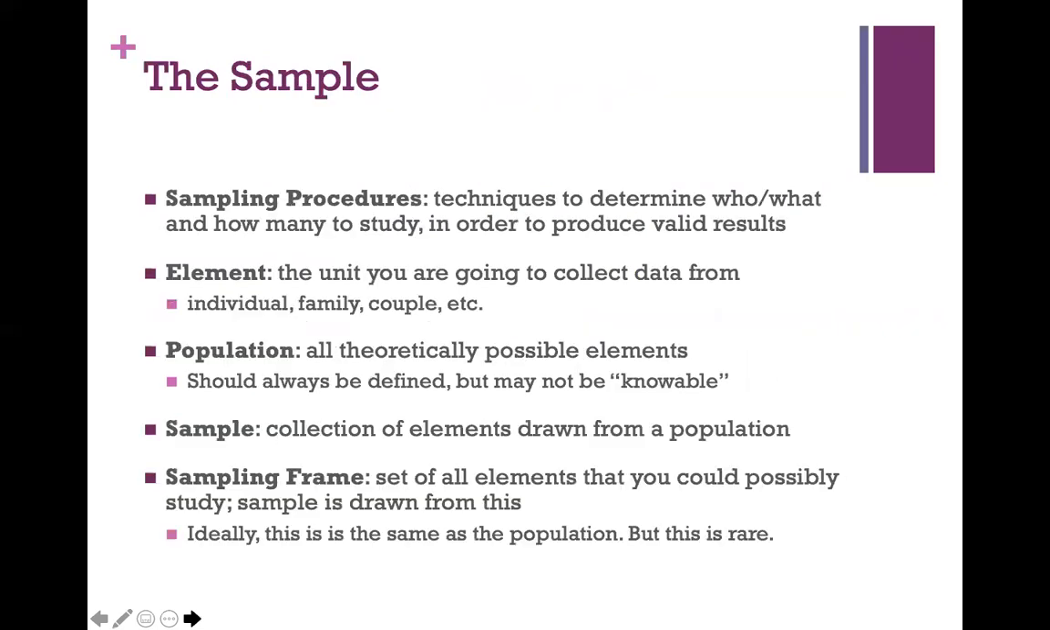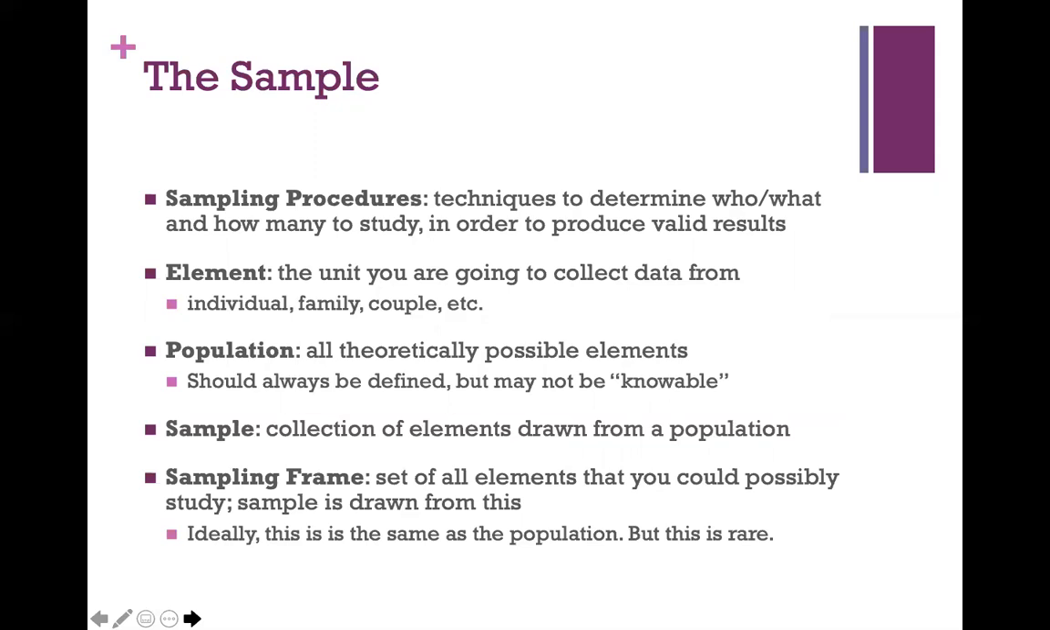So there are several terms related to samples that you'll want to be paying attention to. Sampling procedures are the techniques that determine who or what and how many to study in order to produce valid results. So who are we studying typically? Or what units are we studying? Because sometimes we're studying individuals and sometimes we might be studying couples or families. How many individuals or couples or families do we need in order to be able to produce meaningful results and meaningful data? So here are some of the components of that.